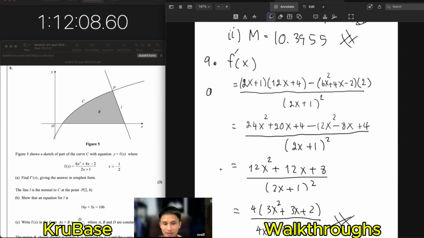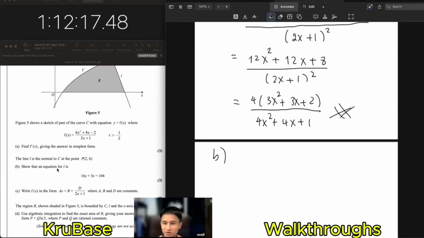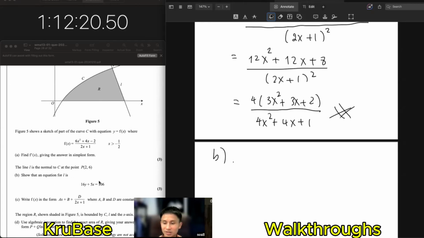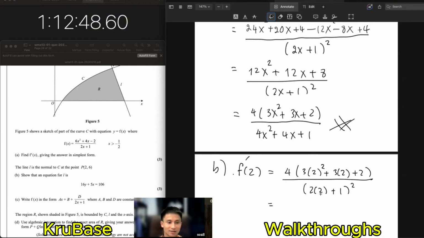So that's A. B, the line L is the normal to the curve at P, 2, 6. Show that the equation for L is that. So normal, guys, know that it is normal. So we're just going to find the gradient of the tangent first. We use dy by dx here. So we do f dash 2 because we are substituting 2 into the derivative function. Okay, I can just use that function instead because it's shorter to write.